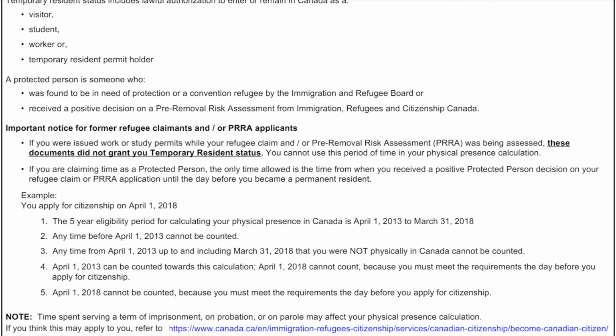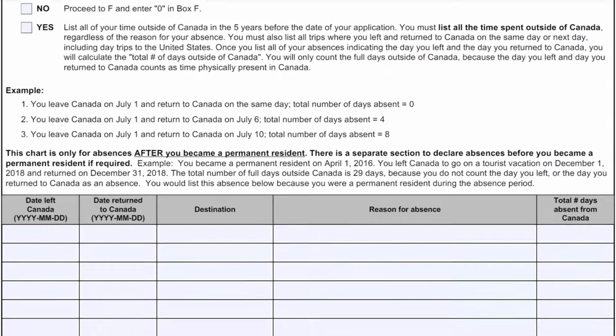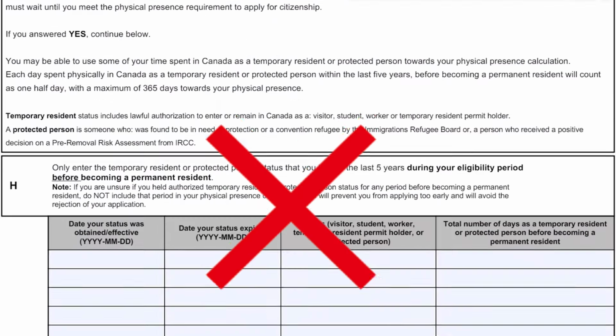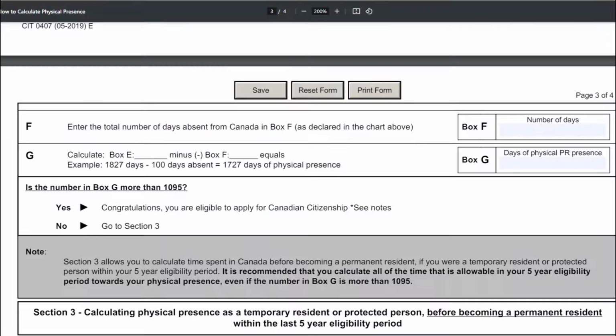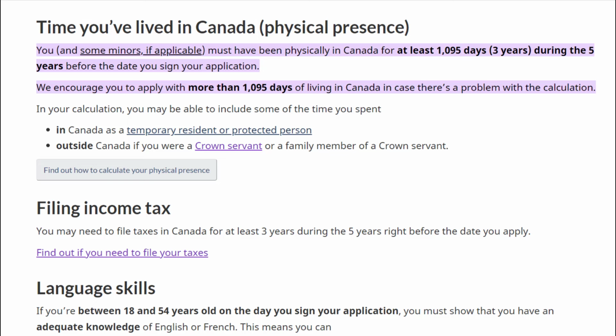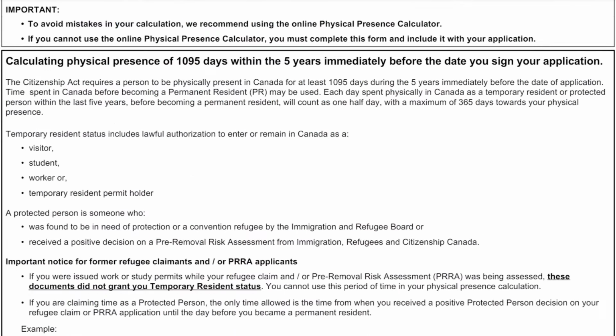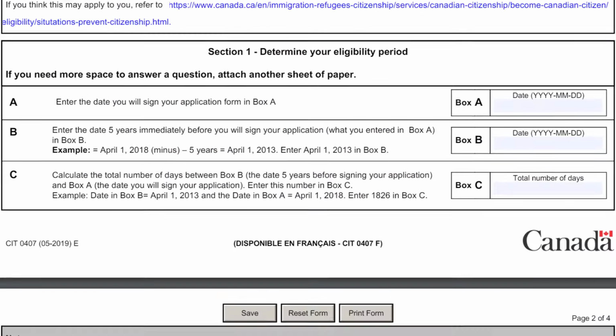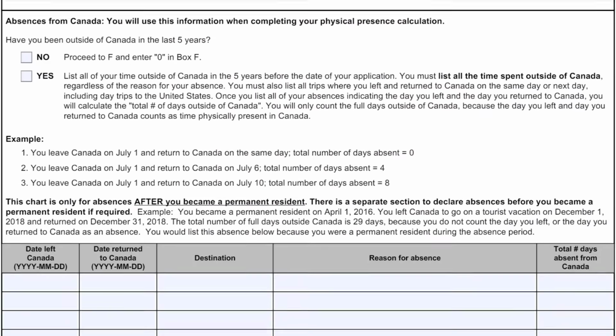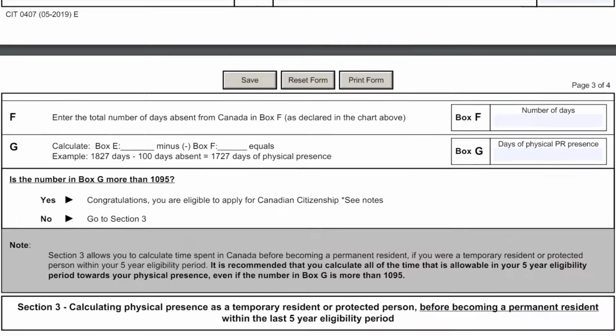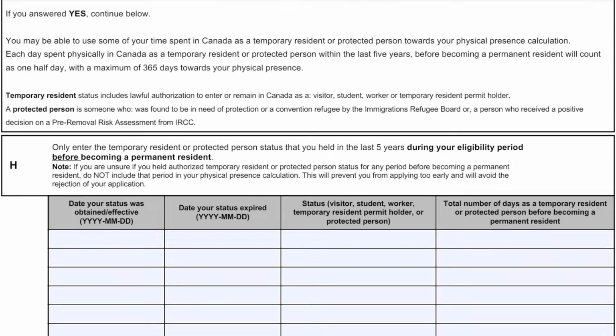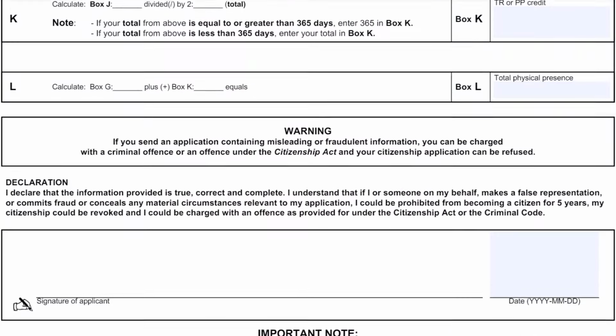Please note that in case of any miscalculation of the days of physical presence, your application will be refused and the fee will not be refunded. Also, Citizenship and Immigration Canada encourages applicants to apply with more than 1,095 days of living in Canada, in case there is a problem with the calculation. So make sure to fulfill all the requirements and check them twice before submitting. That's all about physical presence calculation. If you fulfill the requirements and follow the procedure, very soon you'll get your citizenship.